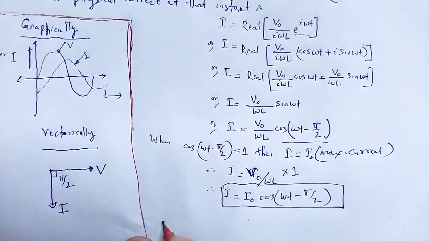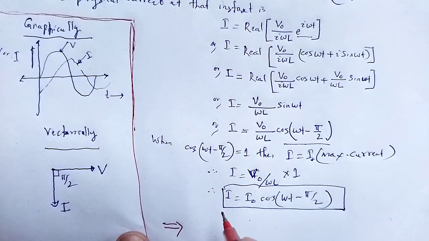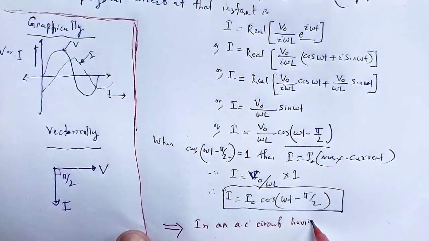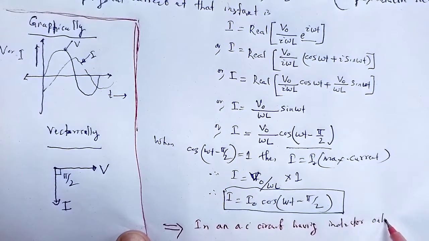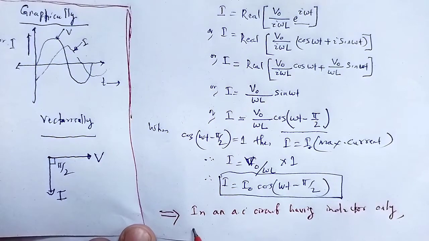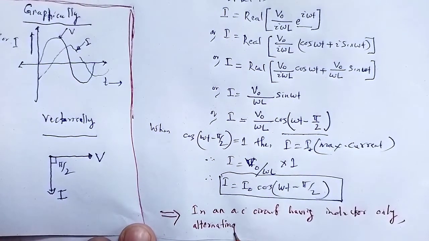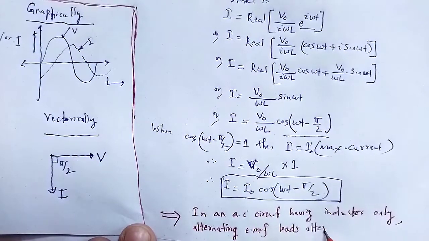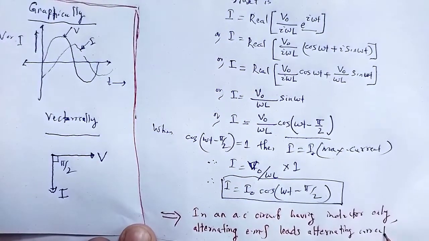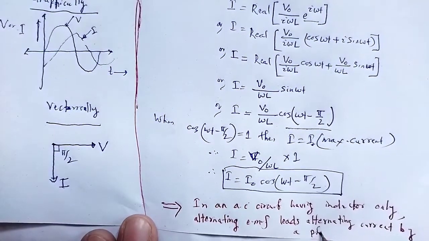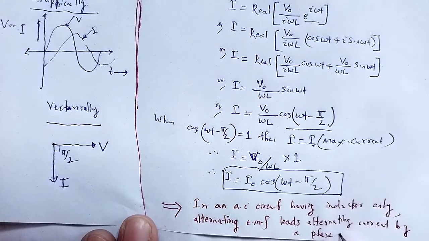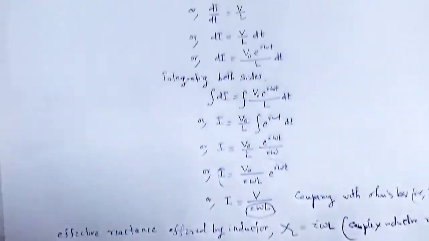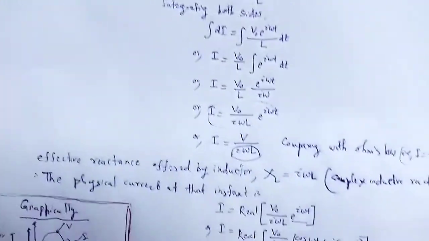Here, in an AC circuit having inductor only, the alternating EMF leads the alternating current by a phase angle of pi by 2 when an inductor is connected to an AC circuit.